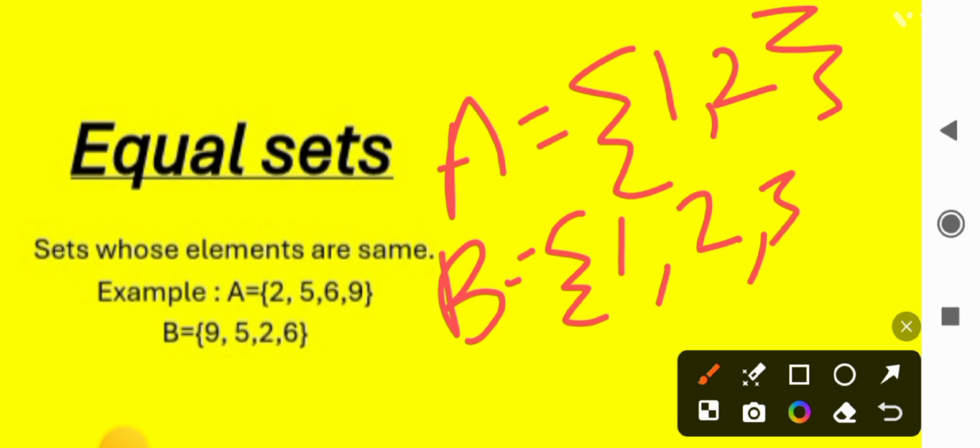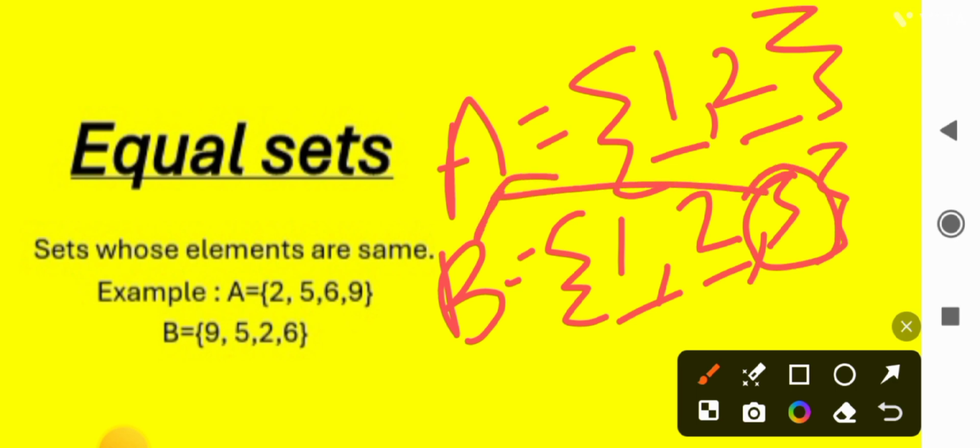Here we can see 1 and 2 are the elements that are present in both sets A and B, but now 3 is the element that is not present in set A, hence we cannot say that both the sets are equal to one another. So let's go to another type of set.